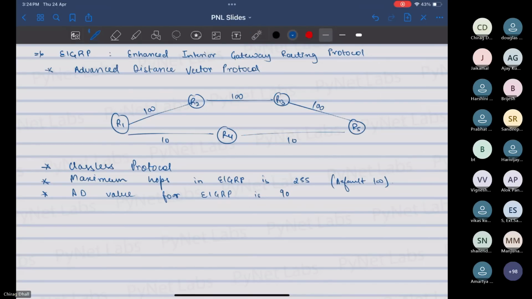Then EIGRP uses 224.0.0.10 to forward updates. That's the multicast address used by EIGRP.